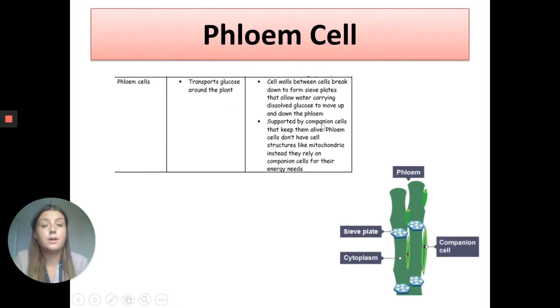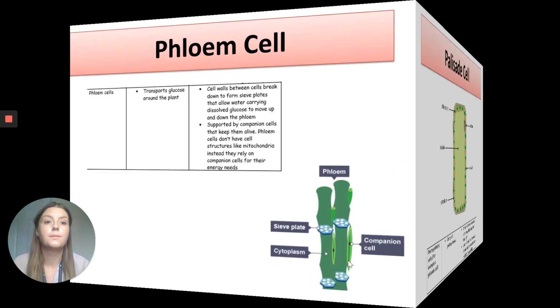Okay, so the cell walls break down to form, we can see these sieve plates here, and that's what allows the water carrying that dissolved glucose to move up and down. Okay, and they're supported by companion cells. Now, the companion cells have lots of mitochondria. That mitochondria is there to provide the energy needs for the phloem, okay, because the phloem doesn't have any cell structures like mitochondria because it needs all the space to be able to transport the glucose.